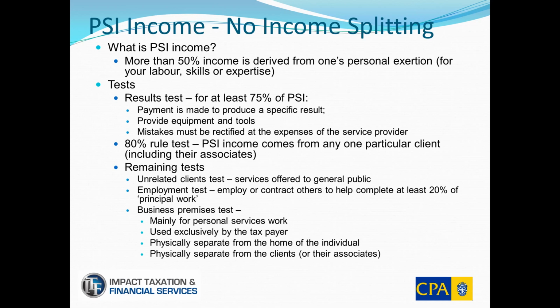So even if you can't pass the results test, you can still go down to the 80% rule. Do I receive more than 80% of my income from one source? Does that make sense? Yeah. Then you slow down and ask yourself different questions. Only after you finish all the steps, if the final answer is no, then that means you can't split income using any different structure. Okay. Does that make sense? Yeah, that does. Okay, perfect.